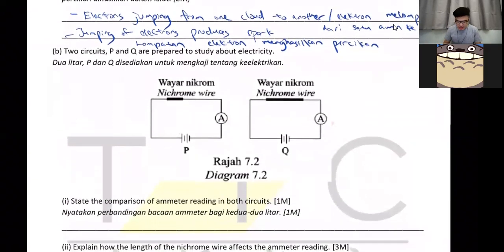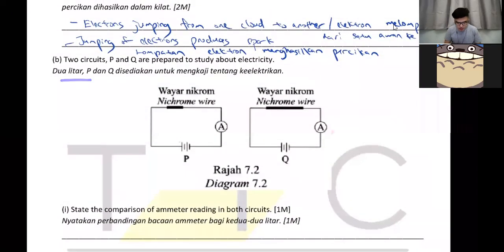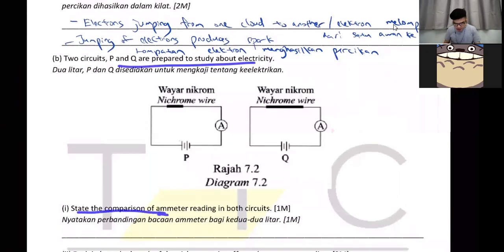So next, B. So we have two circuits, PQ, studied by electricity. State the comparison of ammeter reading. Okay, so ammeter reading is the current, which is the I. So you see, one is a long wire, one is a short wire. What does this have to do with anything?